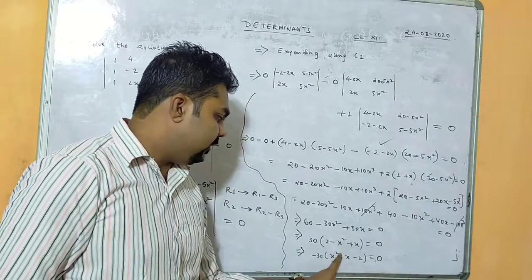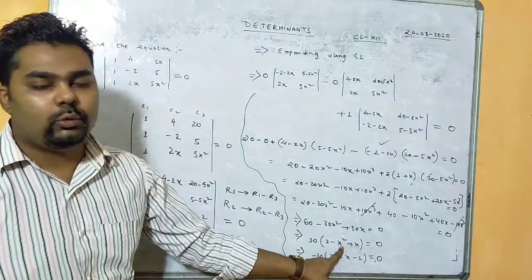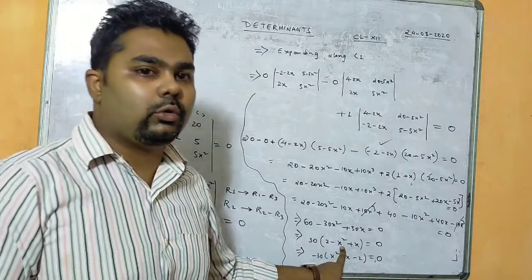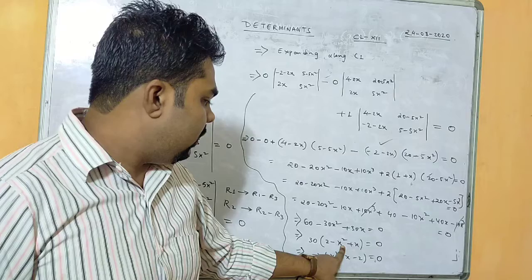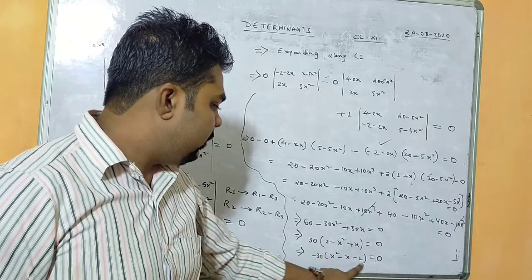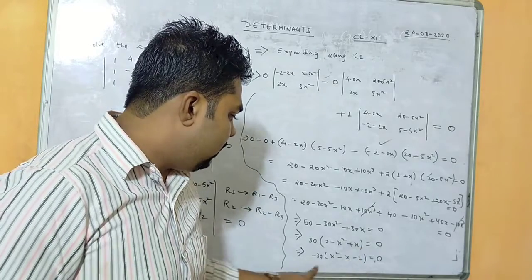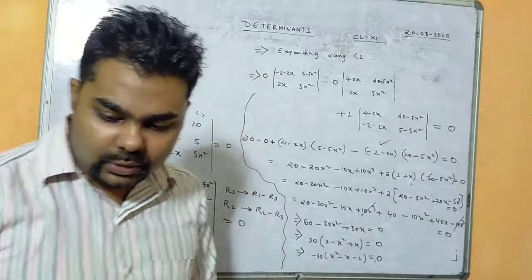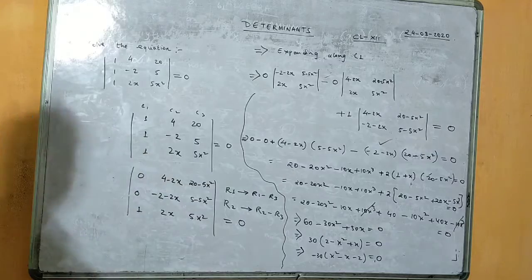You see the coefficient of x square is negative, so we need to make this positive in order to solve this quadratic equation. So I have taken minus common again, then minus will change to plus, plus will change to minus. Now this one we will solve using splitting the middle term and we will get the value of x.